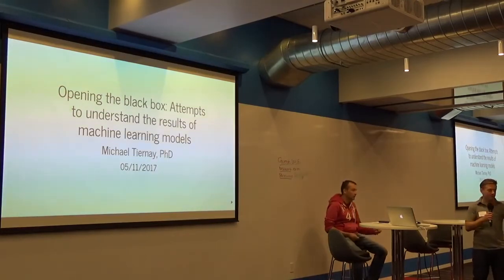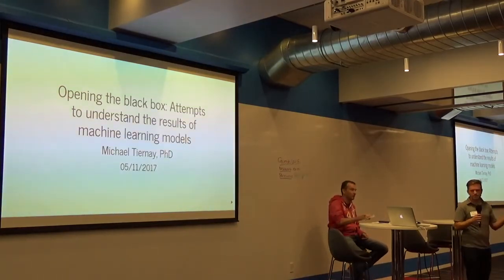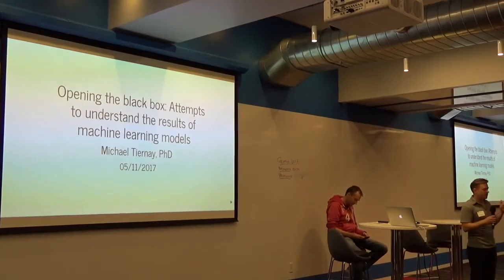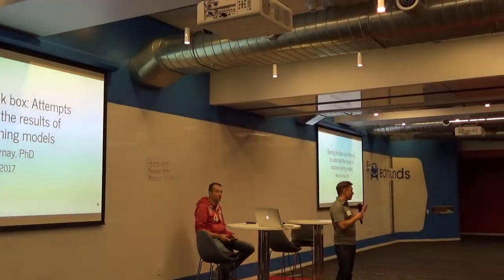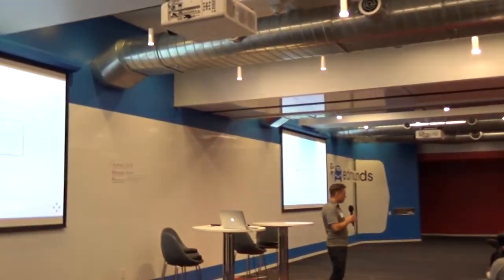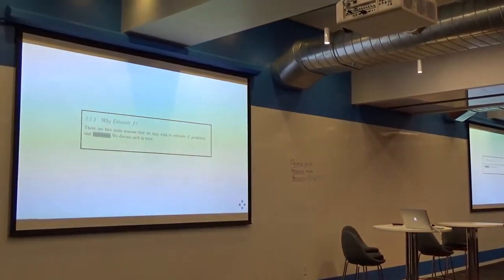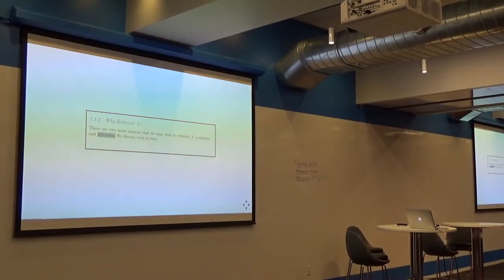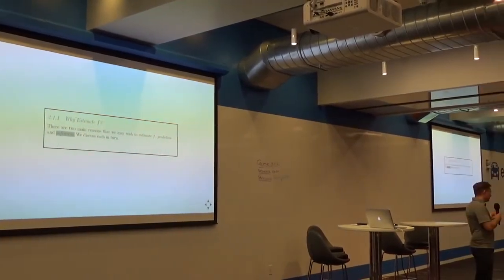Thanks everyone. So I'm just going to have a really quick talk, and I'm going to discuss a few different ways that you can try and understand what's going on inside of some of these more complicated machine learning models. So what's the problem? In general, the problem is when you've got some data and you want to build a model, there are two things that you can really try and do with it. One is you can try and make predictions. The other is you can try and make inferences, right?